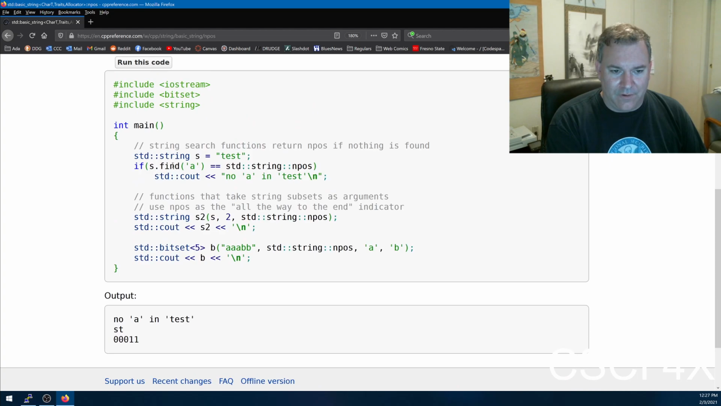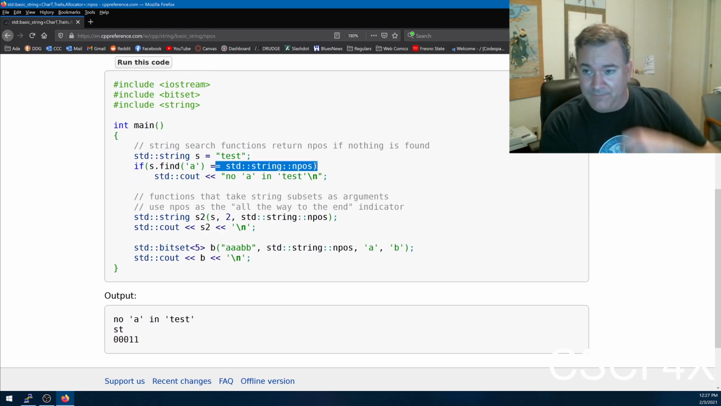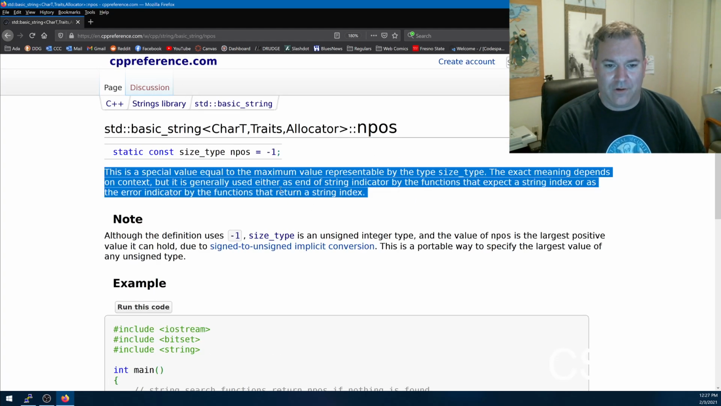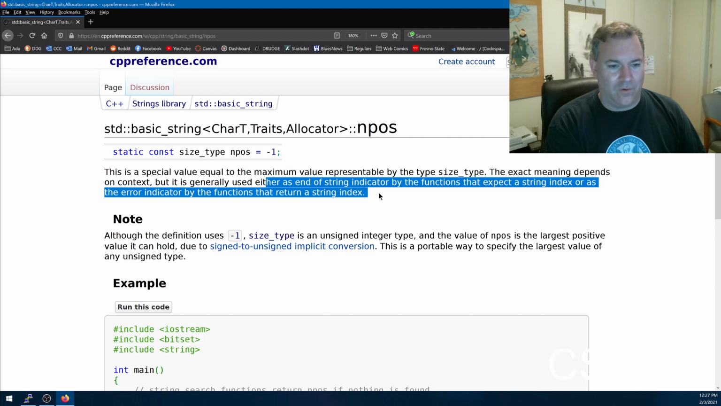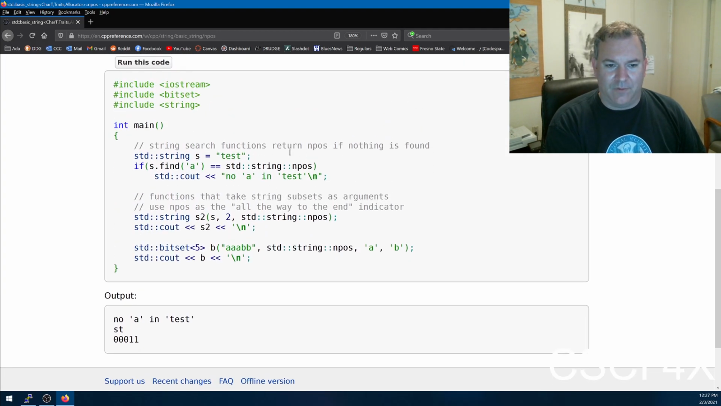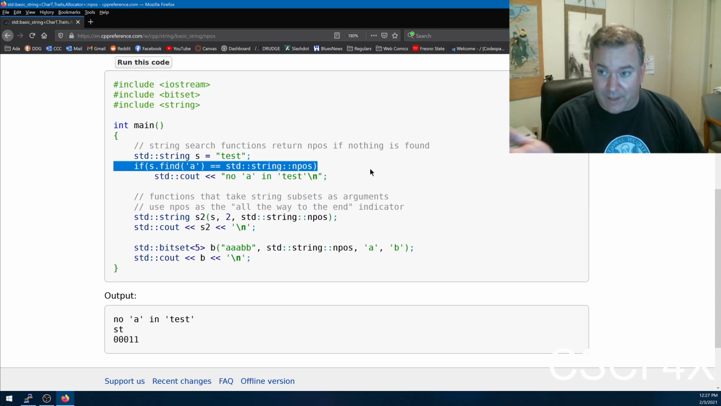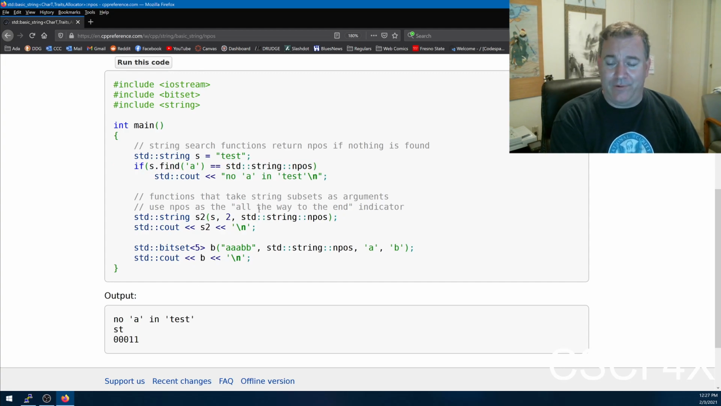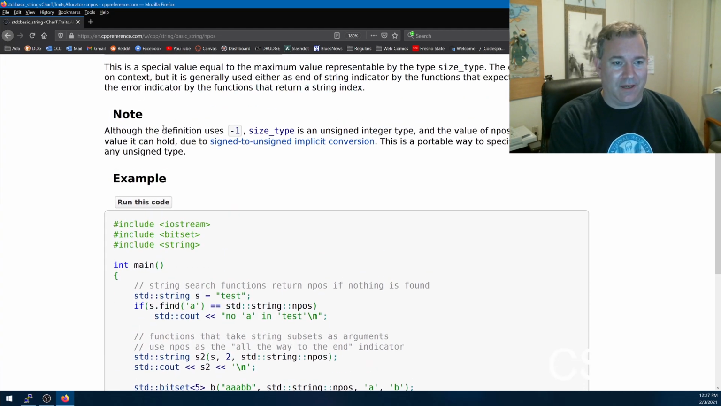So if you're finding things and it returns npos, that means it was not found. No position found, I think is what it stands for. It generally is used as an end of string indicator or an error, meaning that it couldn't find something. Basically, anytime you search for something, it will return npos if it can't find it.